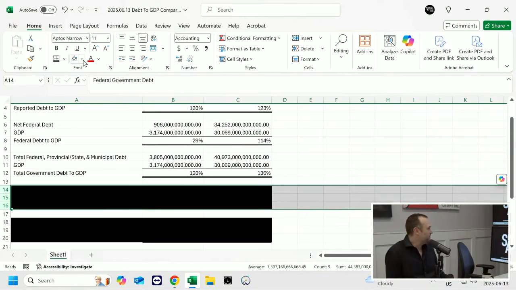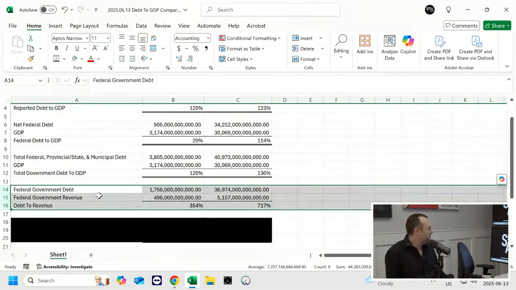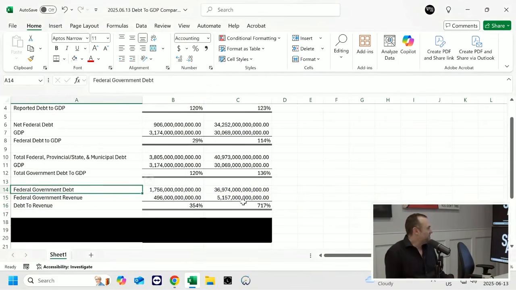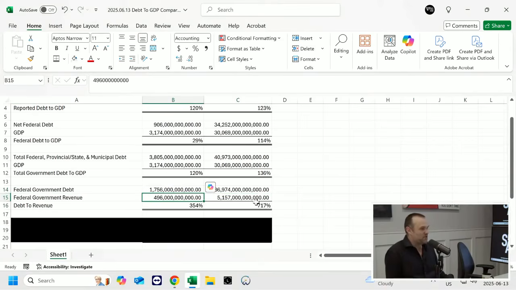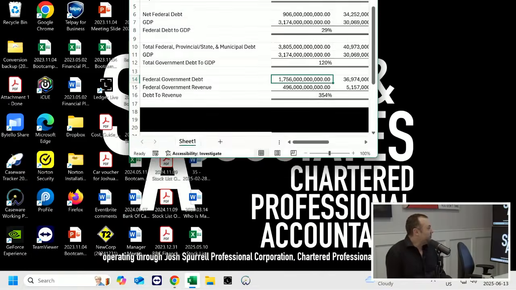Sure. Okay, so I'm going to cover this one here. This is the federal government debt as a percentage of their revenue. The federal government on the Canadian side brings in $1 trillion. The federal government debt in Canada is $1,756 billion. That's just the federal government debt. Okay, so I have to go back here.